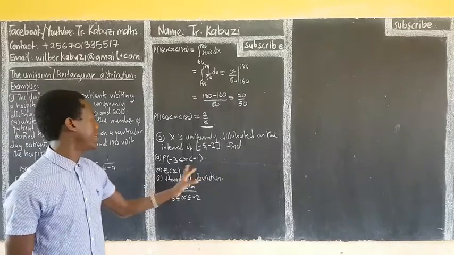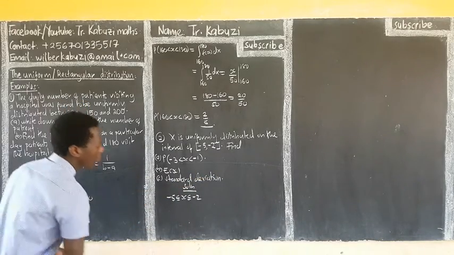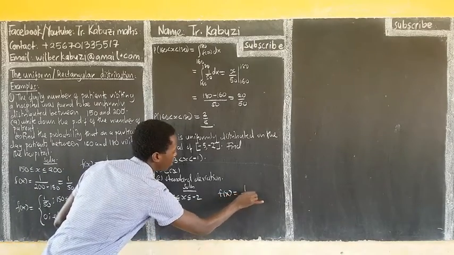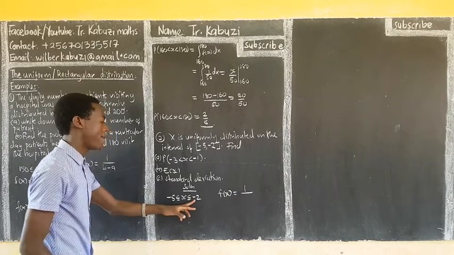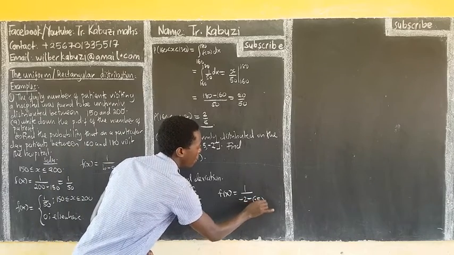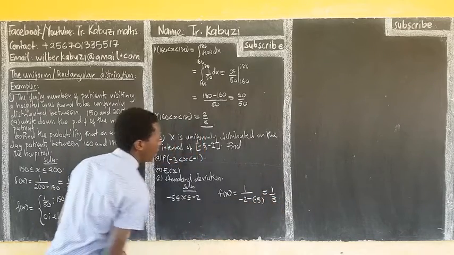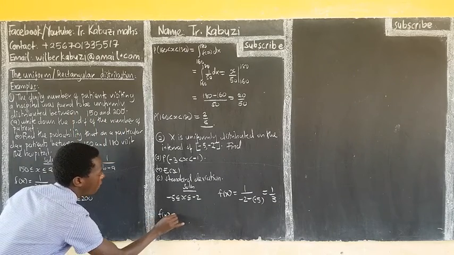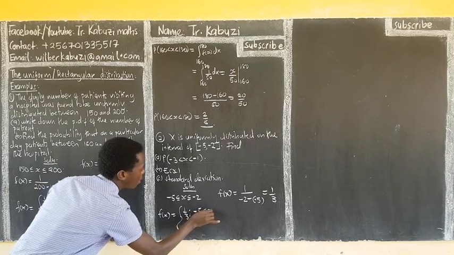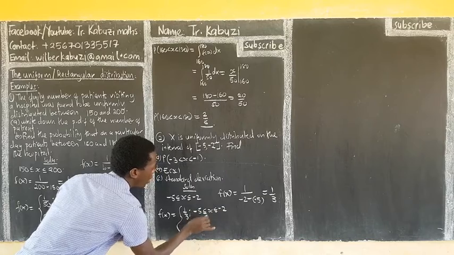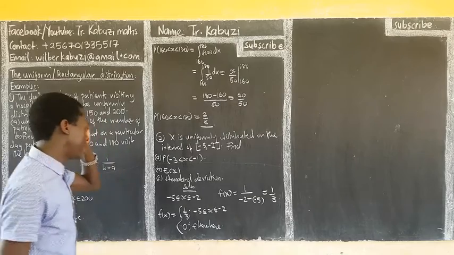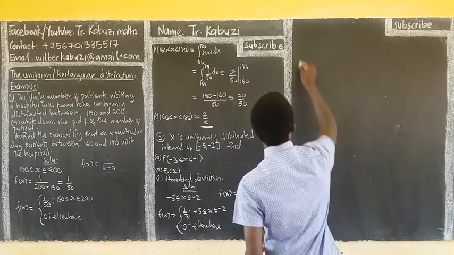So we first get our PDF. Our f of x, remember, is 1 over the upper, which is -2, minus the lower, which is -5. This gives us 1 over 3. So our PDF is a third on -5 to -2, then 0 elsewhere. After doing this, I have my PDF and I can easily get these probabilities.